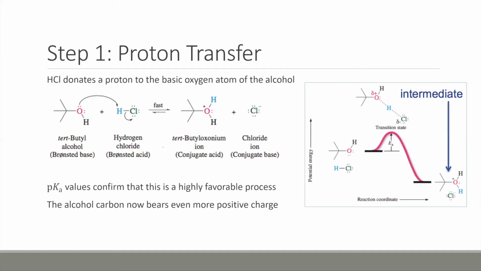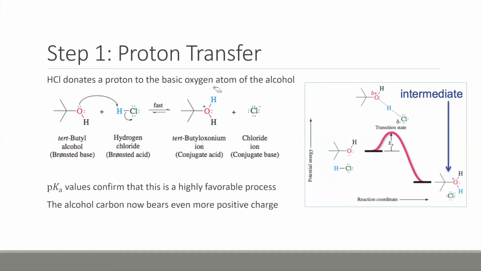The first step of this SN1 reaction is a proton transfer step. What happens is the HCl is going to donate a proton to the basic oxygen atom of an alcohol. When I say basic, I don't mean like it's a basic person, meaning that it is a Bronsted base in this instance. Now let's also think about this in the idea of Lewis acids and bases. I think that that is the better way to view this.